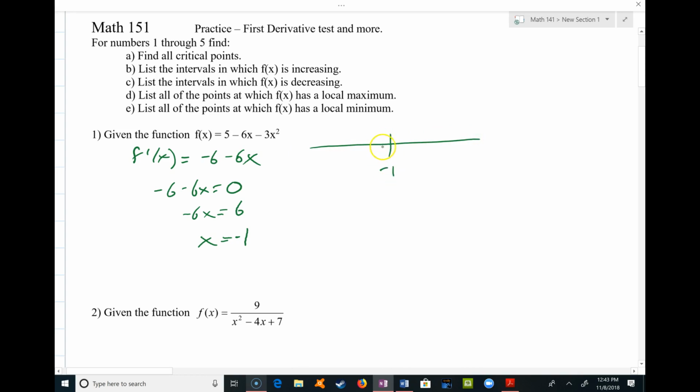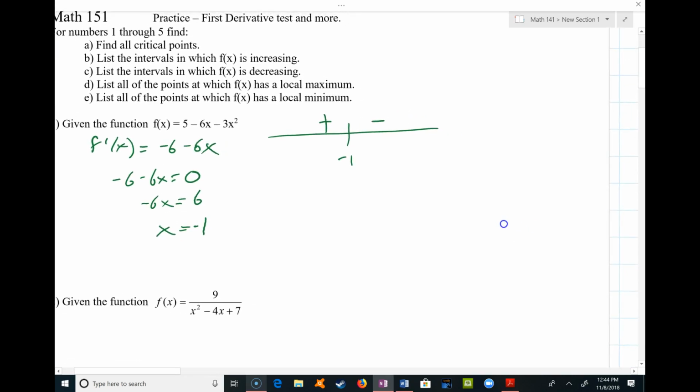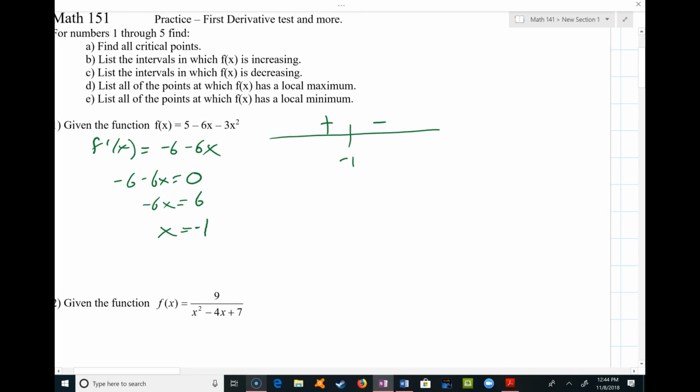I plug something smaller than negative 1, like negative 2, into the derivative, and I get negative 6 plus 12, which is obviously positive. Then if I plug something to the right of negative 1, like 0, I get a negative. So what does that tell me? As far as the intervals, it is increasing from negative infinity to negative 1 and decreasing from negative 1 to infinity.